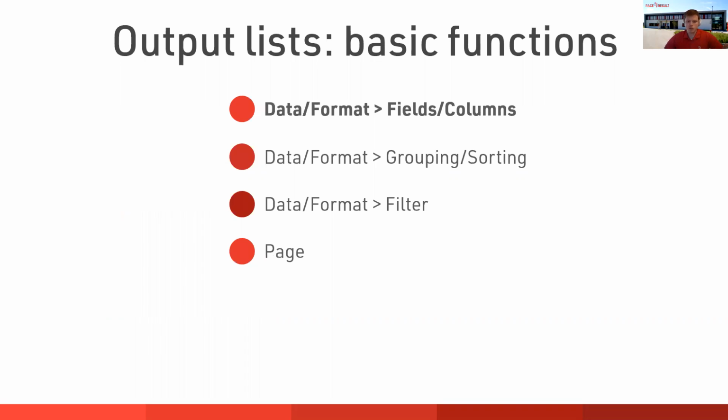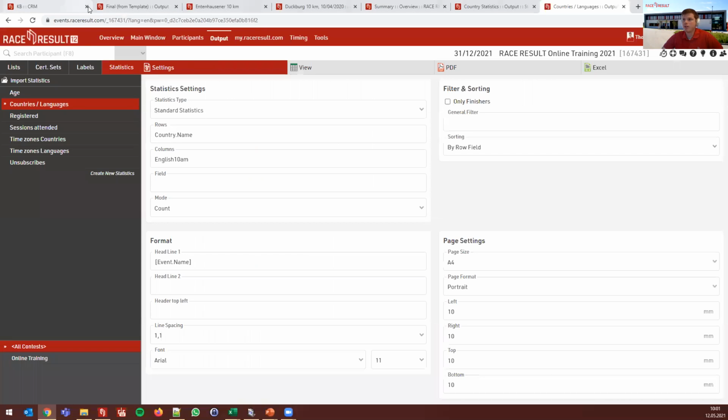Let's start with the basic functions. Output lists, as we will see in a bit, can be set up in different ways. And where you set them up is under data format. And let's jump right into the software.